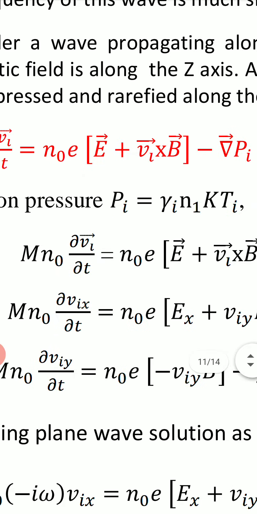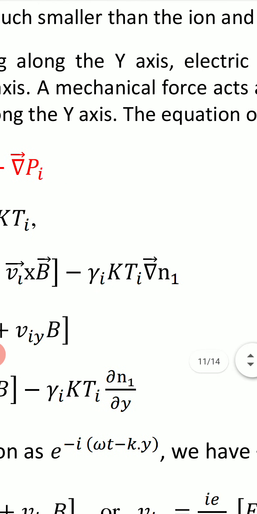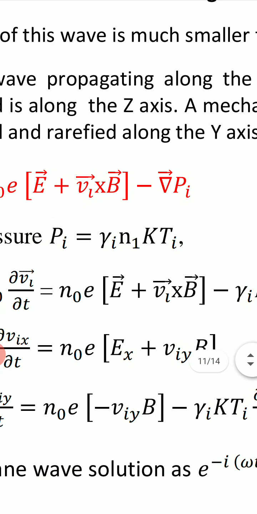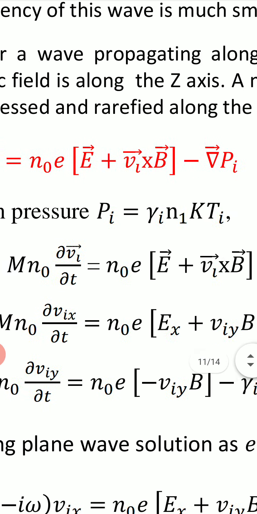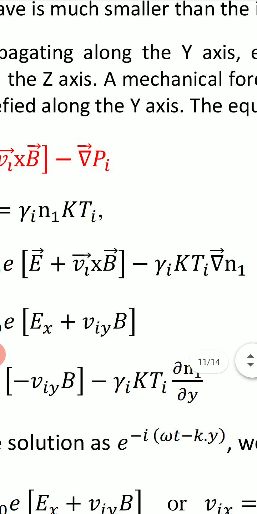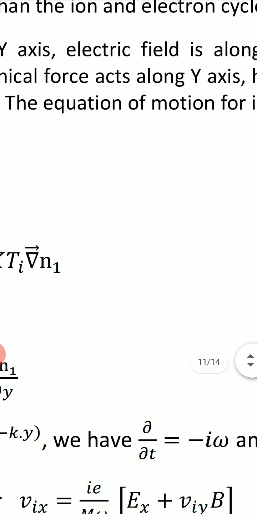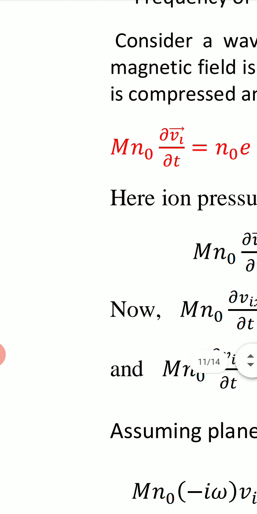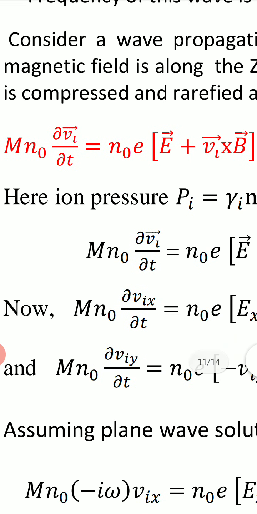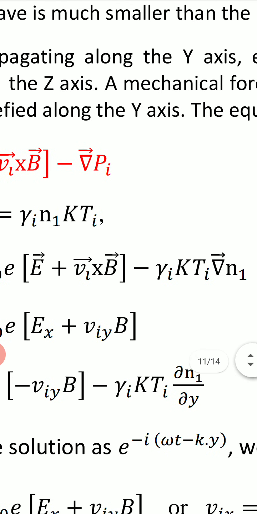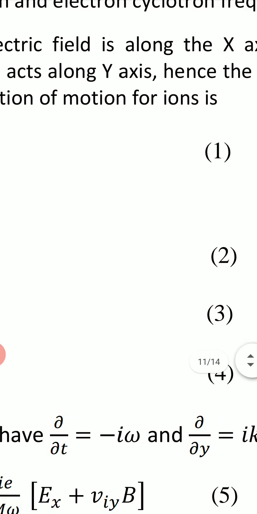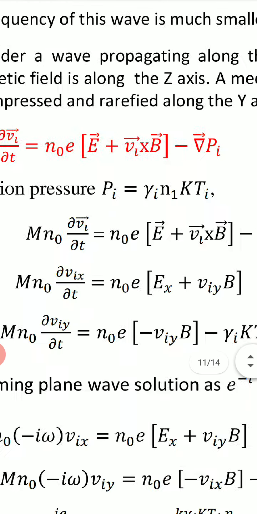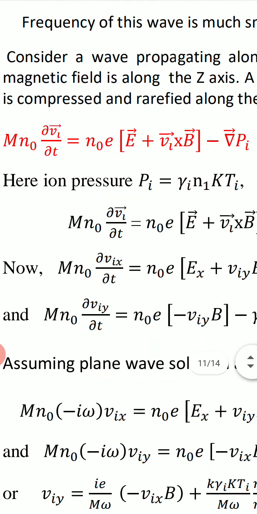Consider a wave propagating along the y-axis, electric field is along the x-axis, and magnetic field is along the z-axis. A mechanical force acts along y-axis, hence the plasma is compressed and rarefied along the y-axis. The equation of motion for ions is this.